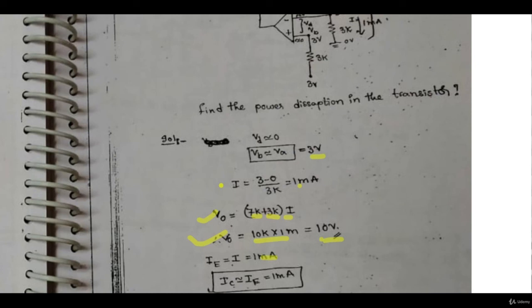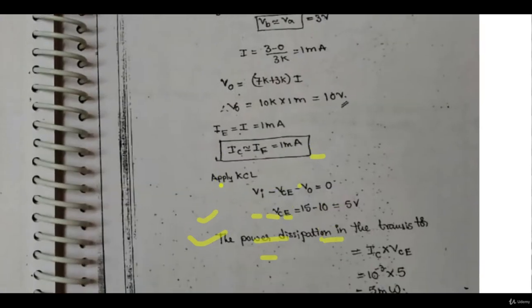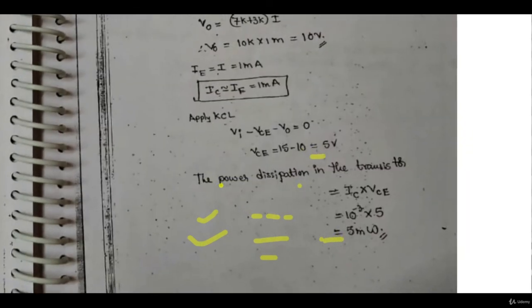Now you can calculate the power dissipation, that is IC times VCE. VCE is VCC minus V0, that is 15 minus 10, that is 5 volt. IC is the same as 1 milliampere. So 5 milliwatt will be the answer, 5 volt times 1 milliampere.